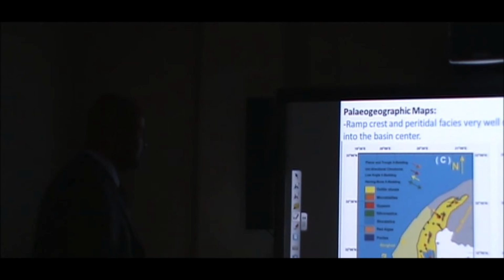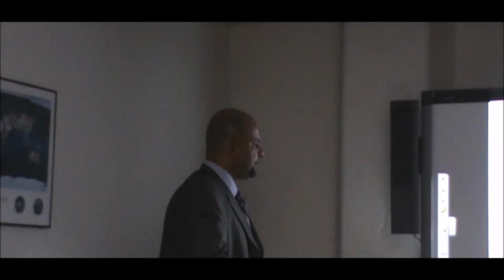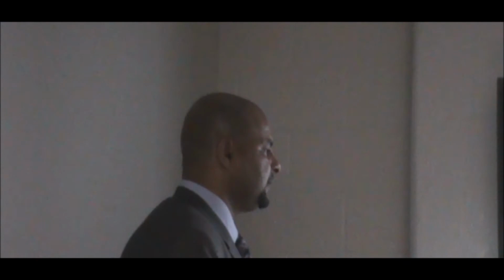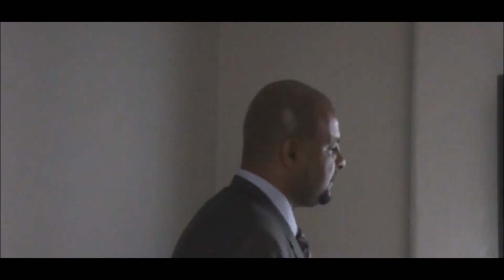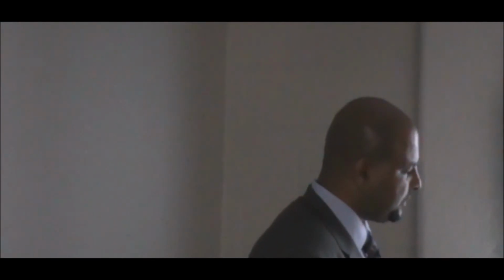So as we go to the middle Miocene and the late Miocene, we start seeing the increase of the progradation of the oolitic and microbial facies from both sides, and this is the remnants of the deep subtidal facies becoming restricted more and more in the middle of the basin.